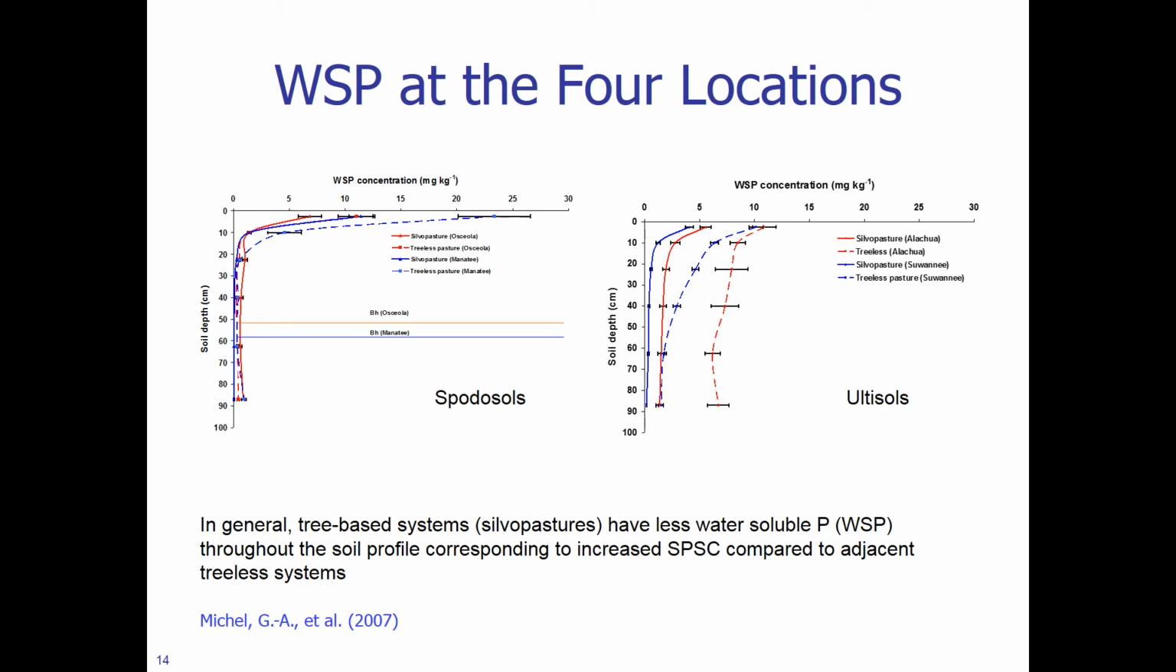What you have here is the solid line for the silvopasture, where red is for Alachua and blue is for Suwannee. And of course the corresponding red and blue dashed lines stand for the treeless pasture in Alachua and Suwannee counties. In general, tree-based systems, that is silvopastures, have less water-soluble P throughout the soil profile, corresponding to increased SPSC compared to adjacent treeless pastures.